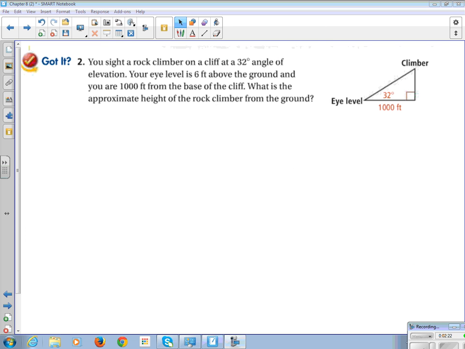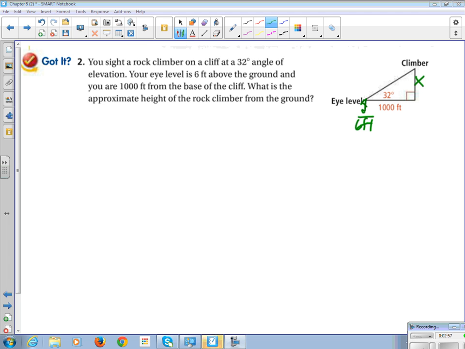Okay, so let's apply this. You sight a rock climber on a cliff at 32 degrees angle of elevation. Your eye level is 6 feet above ground. So from here to here is 6 feet. And you are 1,000 feet from the base of the cliff. What is the approximate height of the rock climber from the ground? So we are going to find out this little x value.